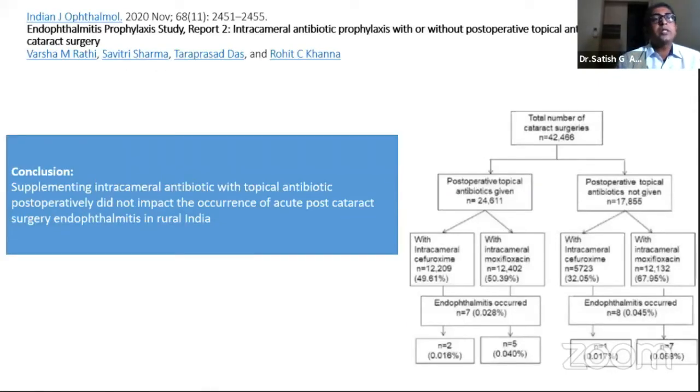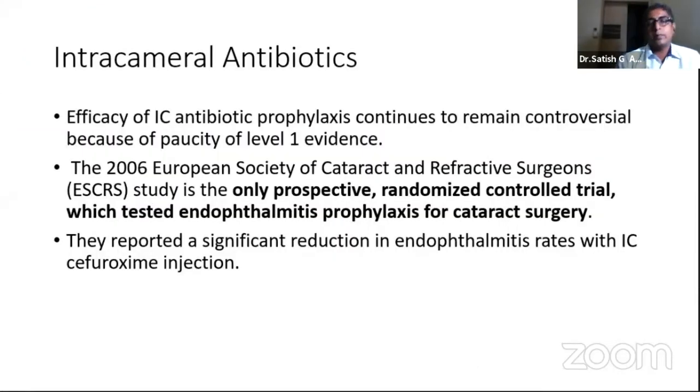This was an interesting study from the Indian Journal of Ophthalmology with the LBP group, where they injected intracameral antibiotics in one group, and treated the other with intracameral antibiotics plus post-operative topical antibiotics. At the end of it, they realized that they did not have any difference in the incidence of endophthalmitis, thereby questioning the use of post-operative topical antibiotics.